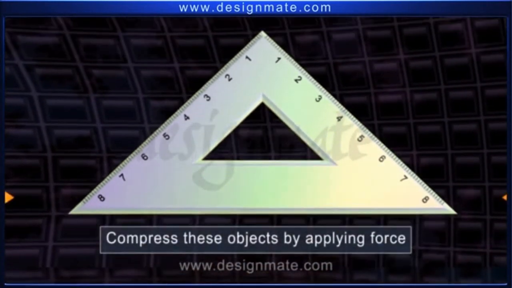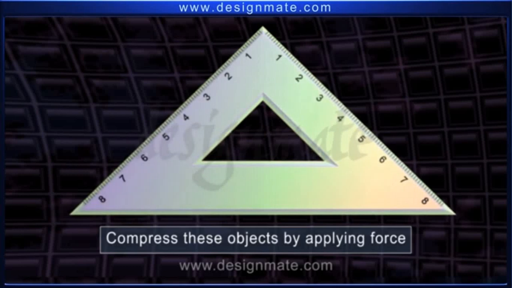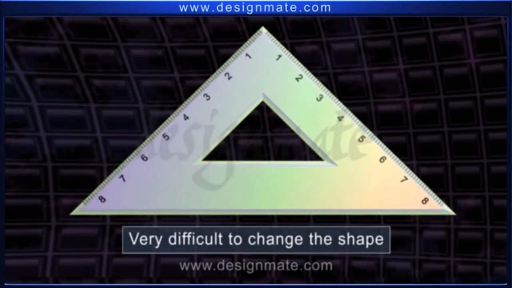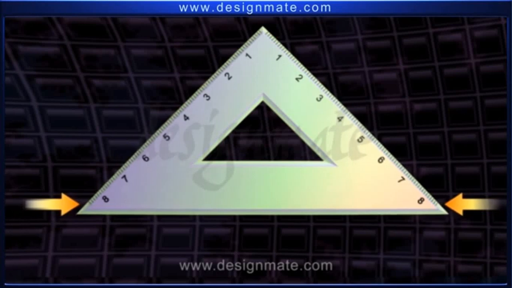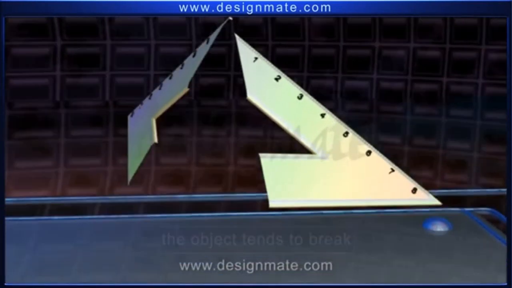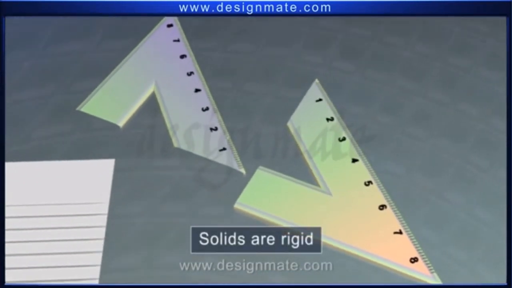Now try to compress this object by applying a force. Are you able to compress it? You will find it very difficult to change the shape of these objects. But under the effect of the applied force, the object breaks. This shows that solids are rigid.